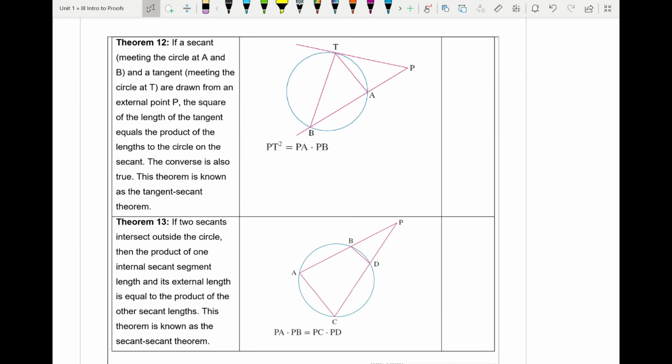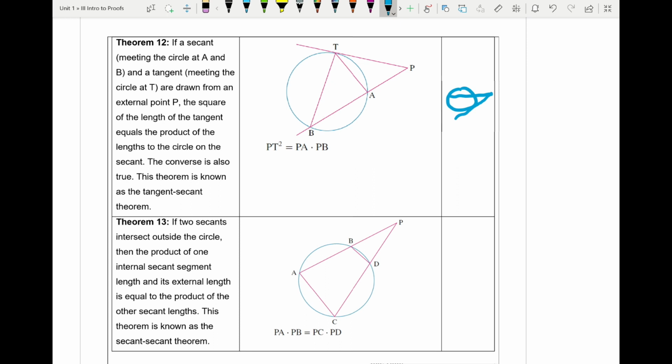Theorem 12. If a secant meeting the circle at A and B and a tangent meeting the circle at T are drawn from an external point P, then the square of this value PT here, so PT squared, is equal to PA times PB. Our symbol for this is a circle with a line coming out to a certain point, and then we draw a tangent from that point.